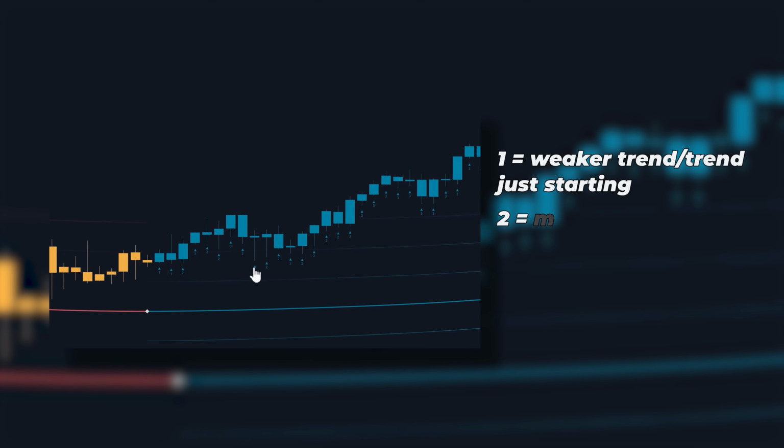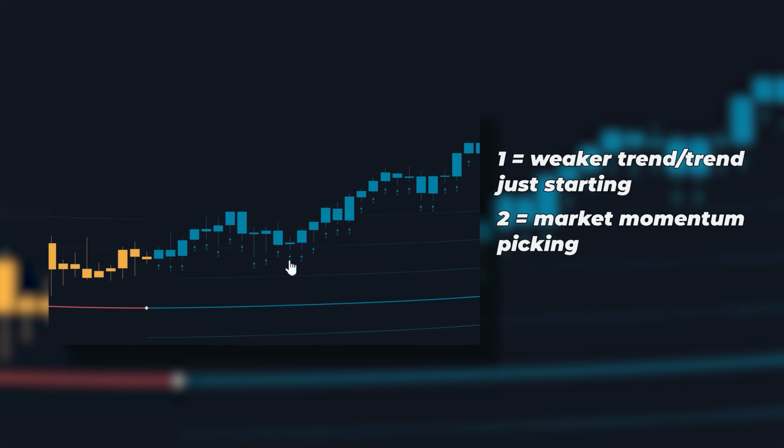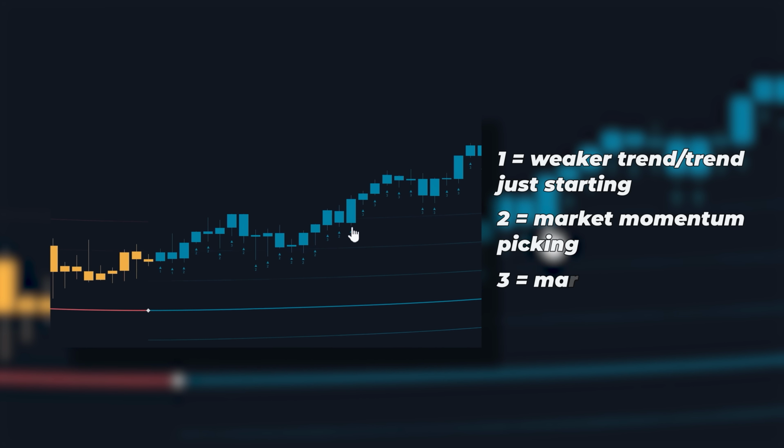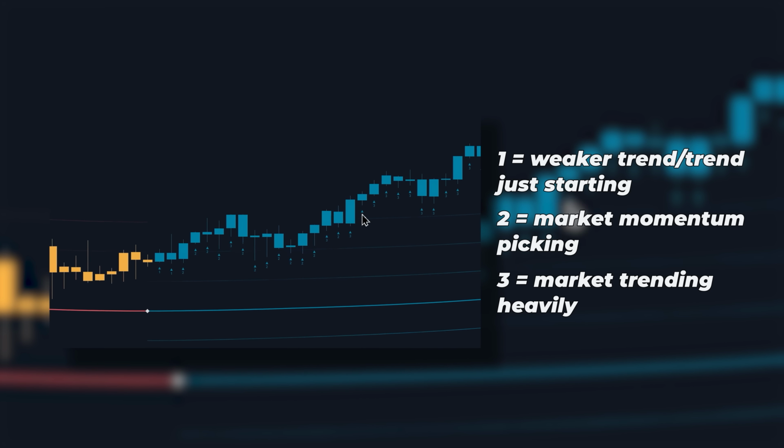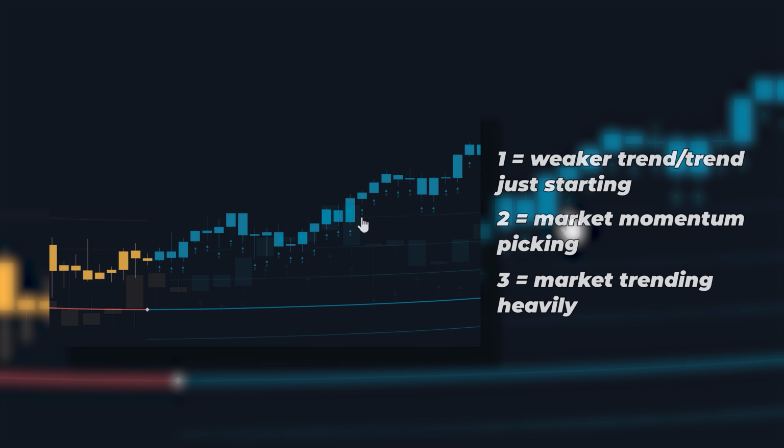A 2 suggests the market is really starting to kick into the next gear, and a 3 suggests the market is really starting to trend heavily, showing that there's huge buying or selling pressure. This is what you might call the big money phase.